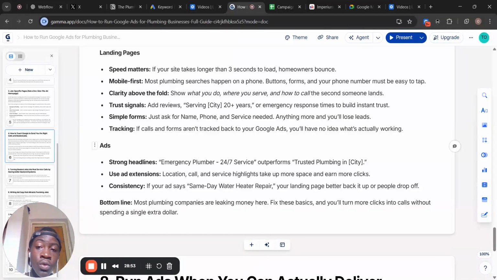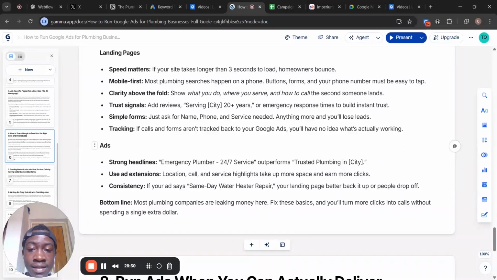So tracking. If your calls and your forms are not tracked back to your Google Ads, you have no idea what's actually working. So conversion tracking has to be really, really dialed in. Then your ads: you have to have really good headlines, very important. Use ad extensions, location extensions, to take up more space on the Google search results page. And consistency in your ads, from the search term to the ad to the landing page, has to be very, very consistent.